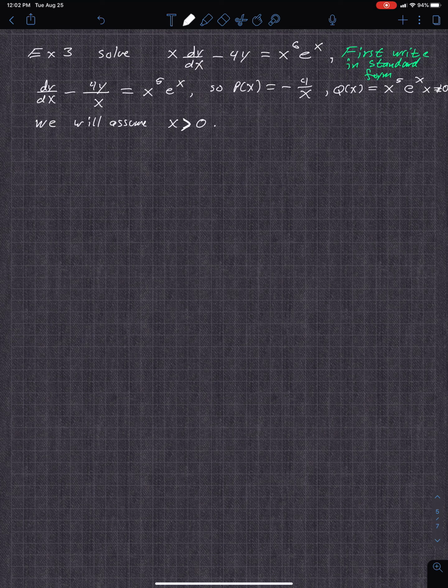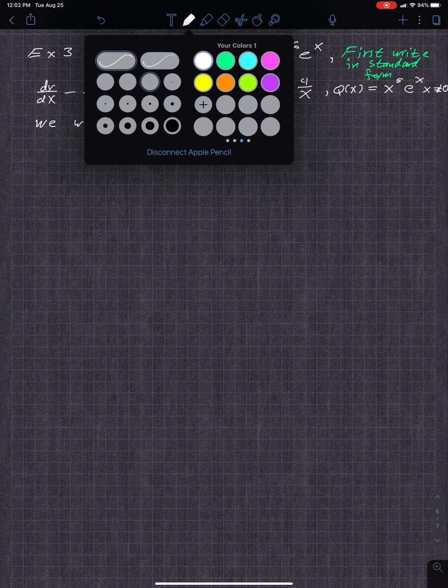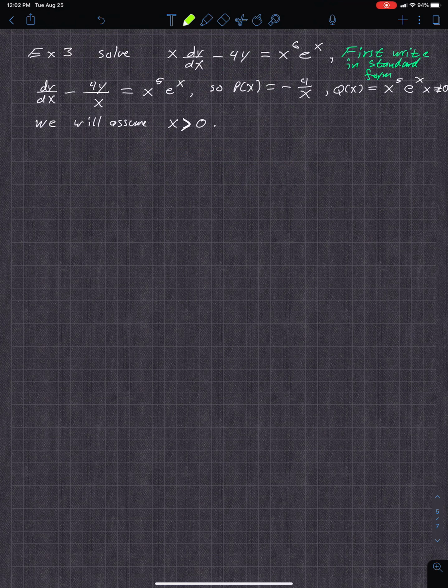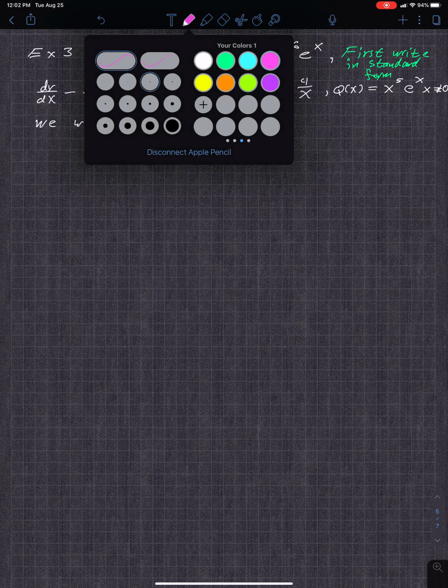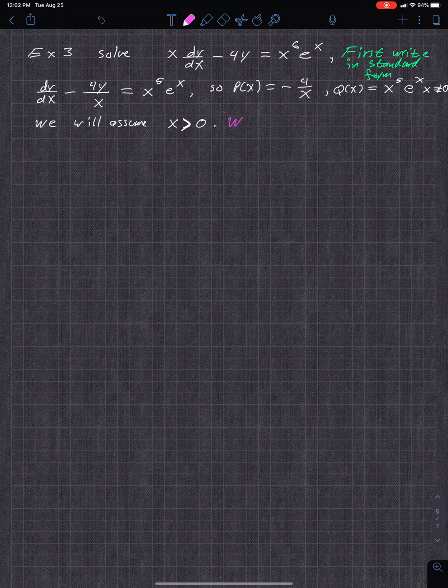Anytime you see absolute values, you can drop them because of this. Okay, so let me put that in red or some pink. We may drop absolute values when you do your integral of 1 over x dx. So that's just a forewarning.